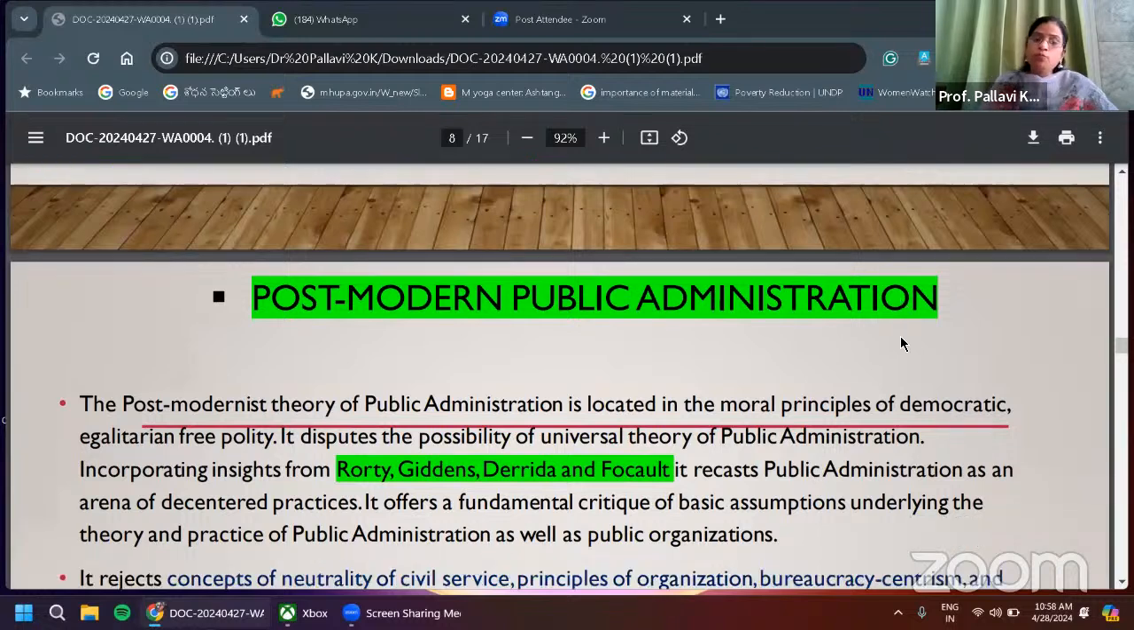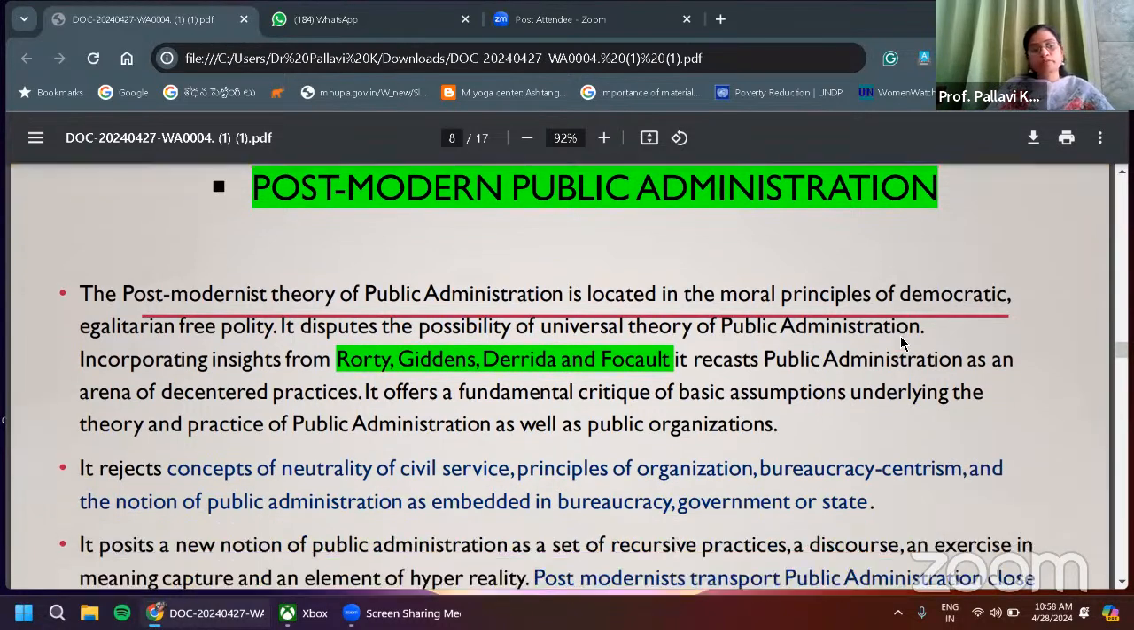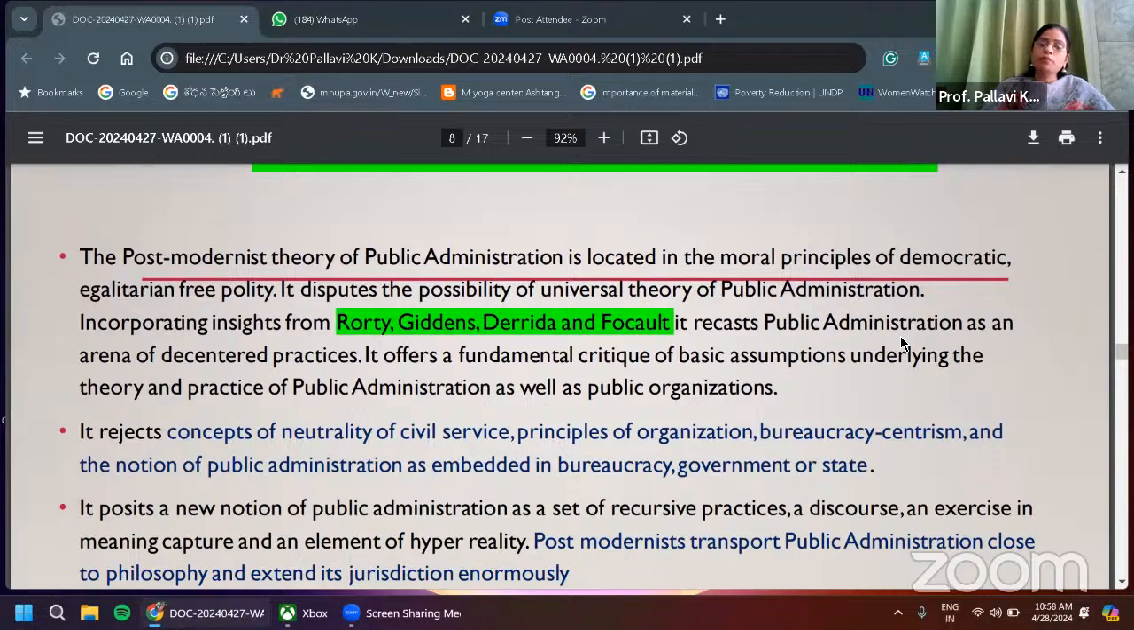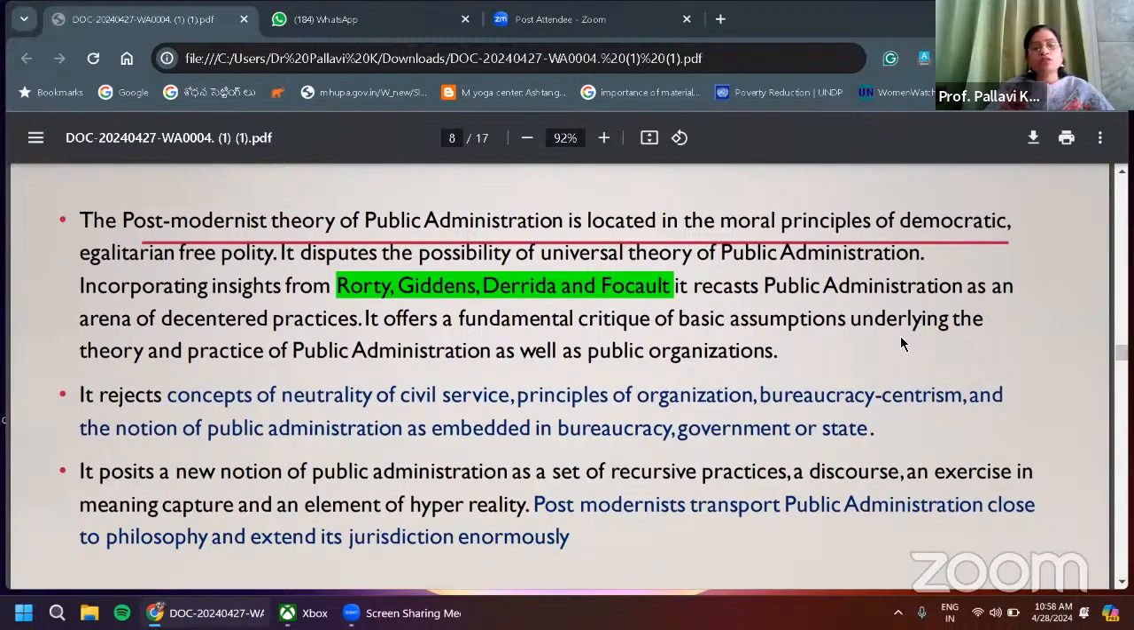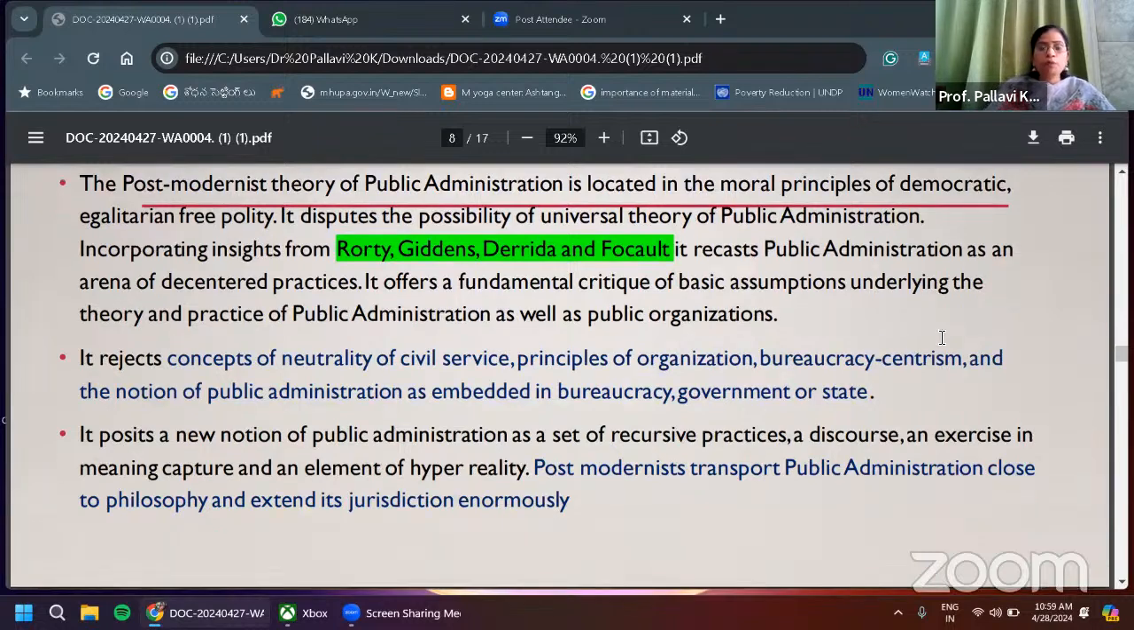Then coming to postmodern public administration. Now, the postmodern theory of public administration talks more about the principles of democracy, an egalitarian free polity. An egalitarian free polity is a society wherein the people have equal opportunities. They have an equal voice. They can raise their voice. Equal sharing of the resources is possible in the egalitarian society. The important people who have postulated postmodernism are Rorty, Giddens, Derrida, and Foucault.